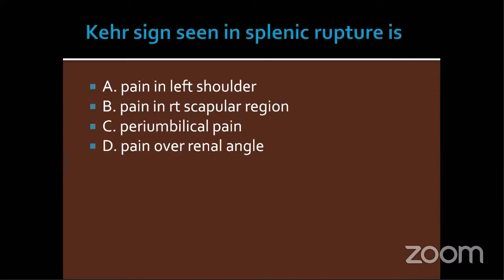The Kehr sign seen in splenic rupture is pain in the left shoulder. Any collection of blood beneath the left hemidiaphragm causes referred pain to the left shoulder through the phrenic nerve. This is called Kehr sign.